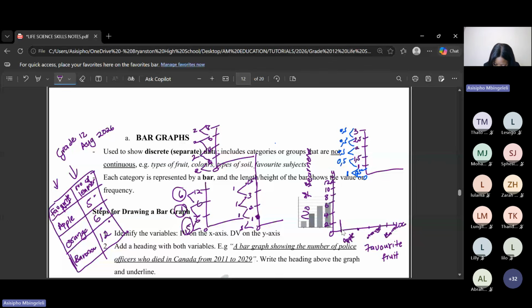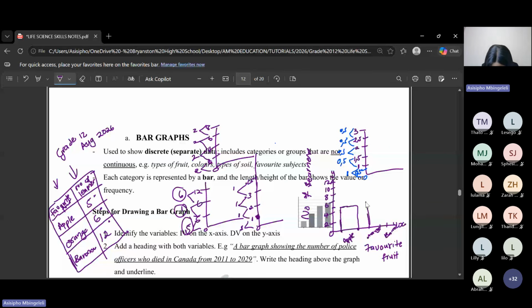Now, in our scale, where is 5? 5 will be here. Yes, you have 4 and 6. You do not have 5 physically, but we know we can read 5 in between there. So 5 will end here, and then you draw your bar in the space that you would have left. Then you do for orange. Orange, there were 6. Do the same thing. There is 6, and it has to be neat.